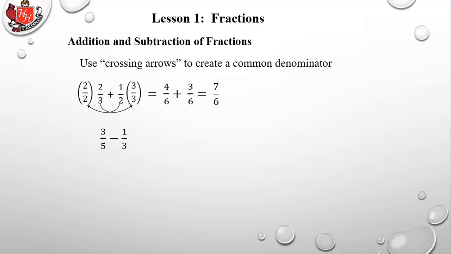Okay, subtraction is done the same way. We're going to take the 3 and bring it over, multiply top and bottom by 3. Take the 5, bring it over, multiply top and bottom by 5. That gives you 9 over 15 minus 5 over 15, and that's going to equal 4 over 15.